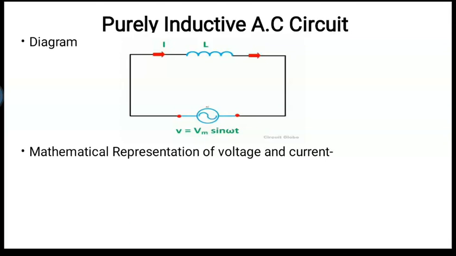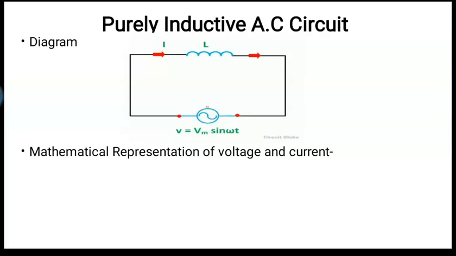Now let us go for purely inductive AC circuit. Okay, so this is L. I told you the symbol, the inductor is denoted by L, right? So this is an inductor. What do you mean by purely inductive circuit? The circuit which consists of only inductor and nothing else, not voltage, not capacitor. Okay, so this is a diagram.